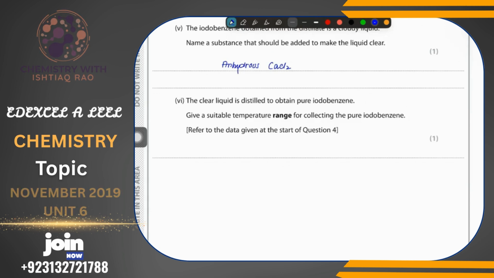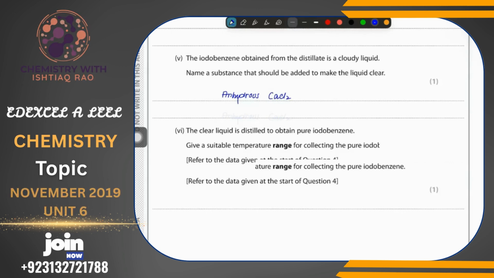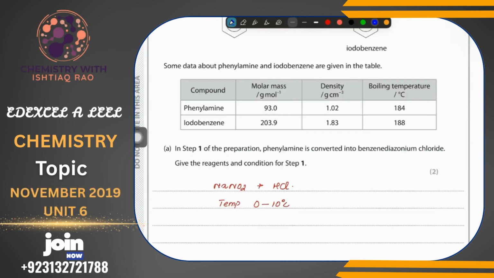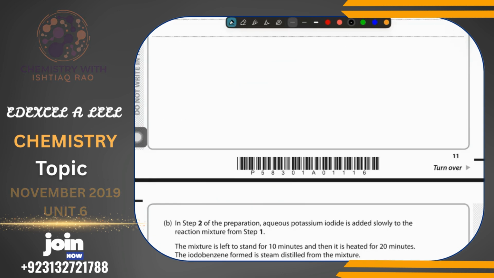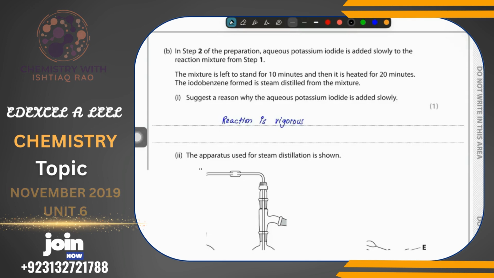185 to 190. Why? Because the melting point was 188, so we need to be 4 to 5 degrees within the range. The boiling temperature is 188 and we have to boil it, right? So 185 to 190, it can be distilled.